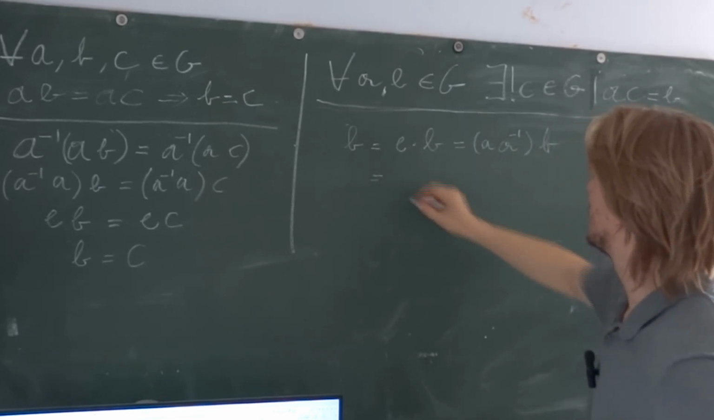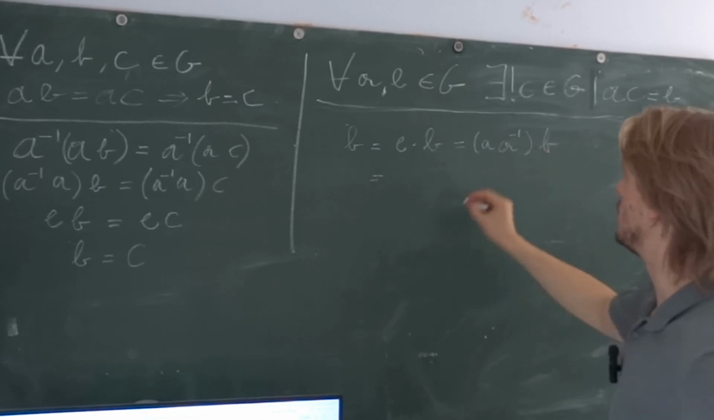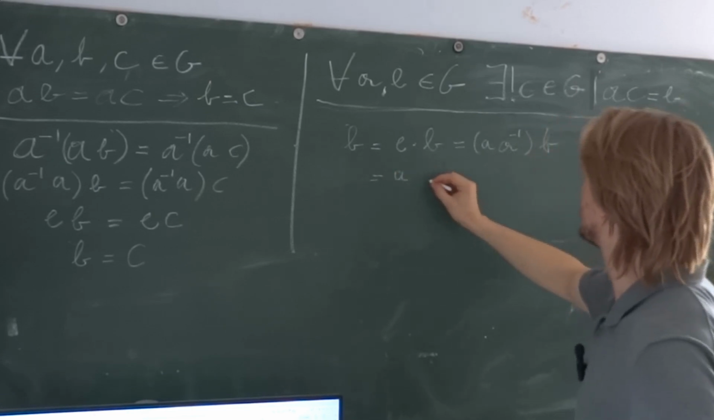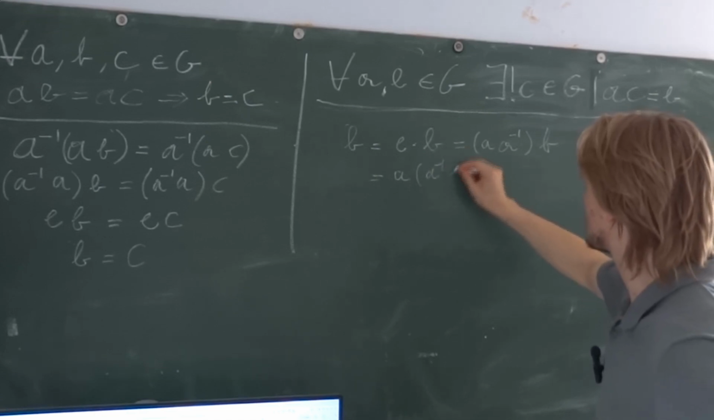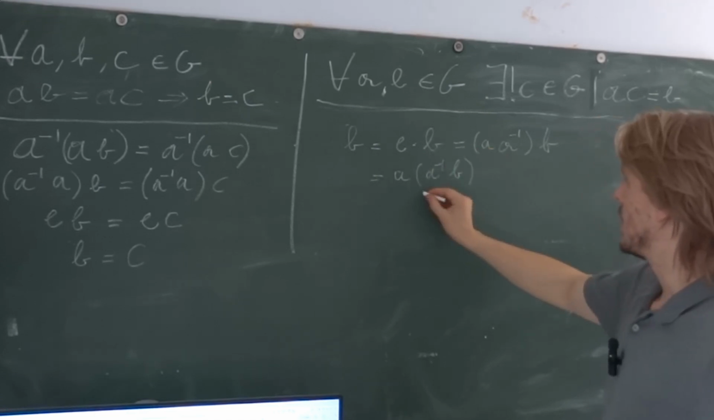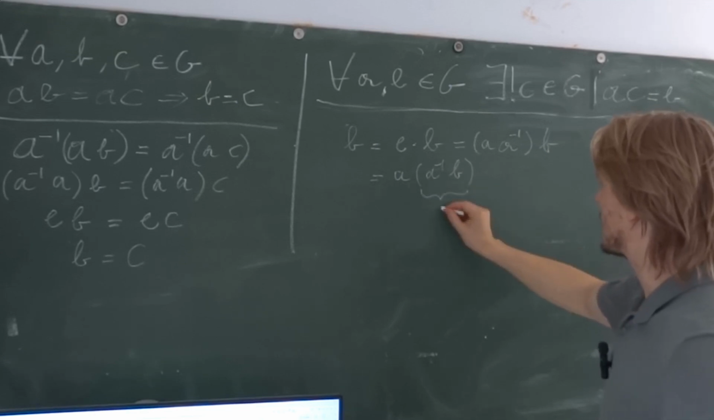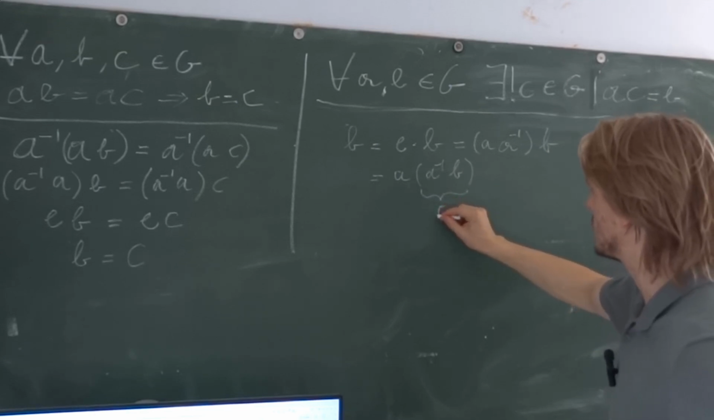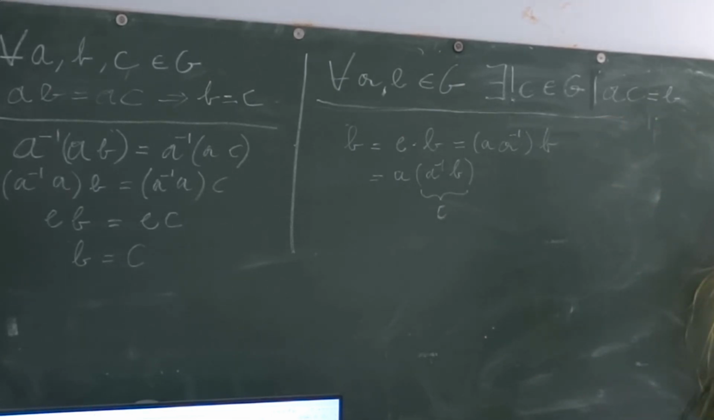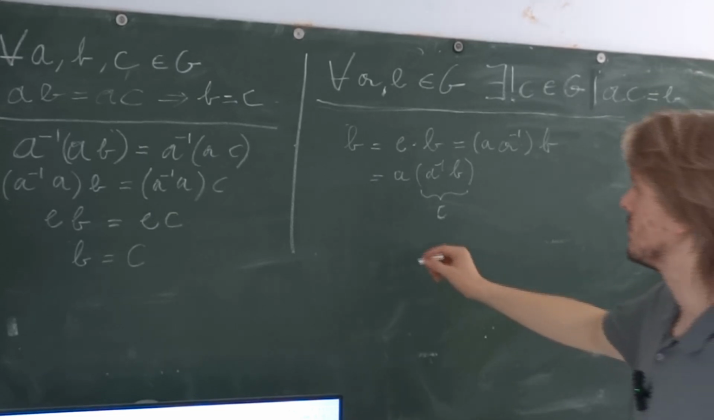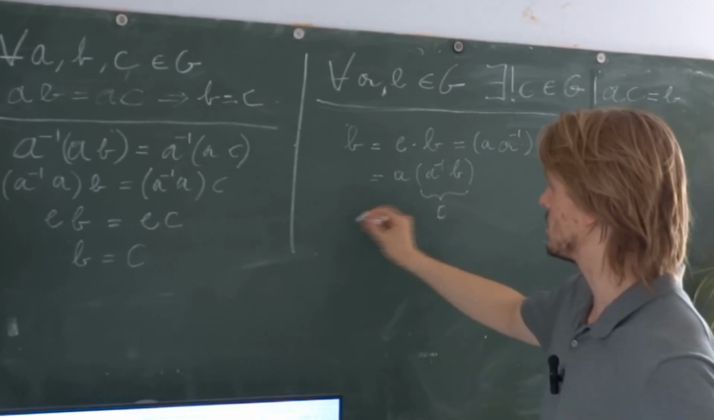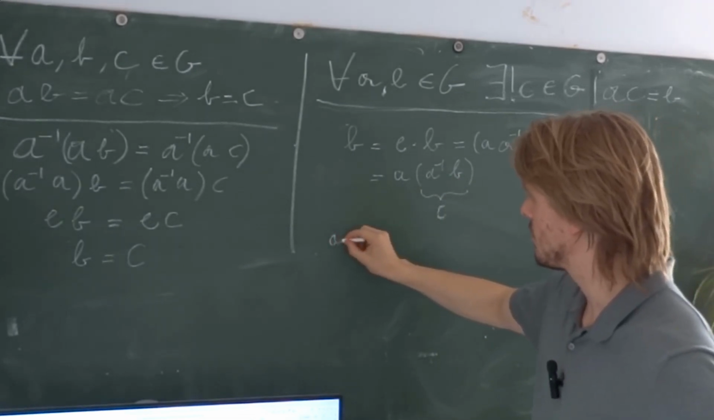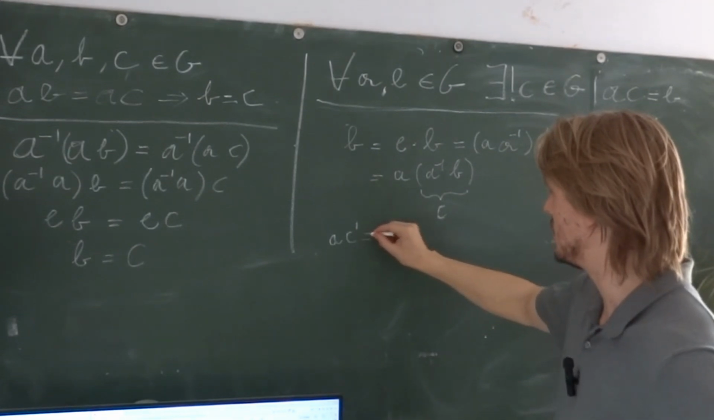Now, due to associativity, we can move the brackets. And if we now call this element within the brackets C, we have found our element C. Now, to prove that this element is unique, we simply say, imagine there is another element for which this holds, namely C prime. A times C prime is equal to B.